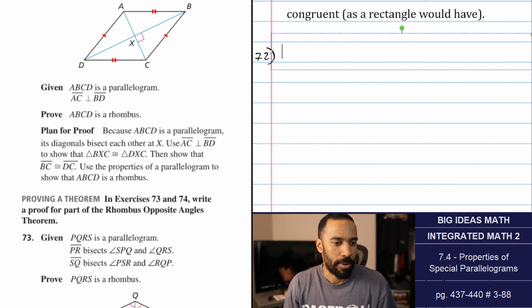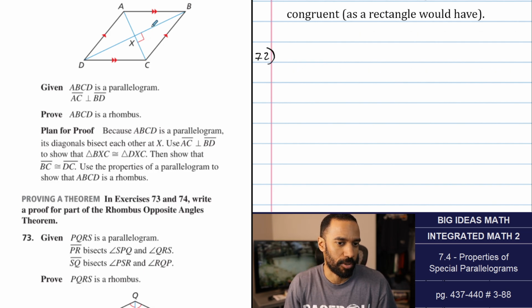Because ABCD is a parallelogram, its diagonals bisect each other at X. So that's something we'll state. So diagonals bisect each other, so we can state congruence here. Okay? We're going to do some sort of thing where something's congruent to something else. They're giving us the plan. Use the fact that these are perpendicular to show that two triangles are congruent.